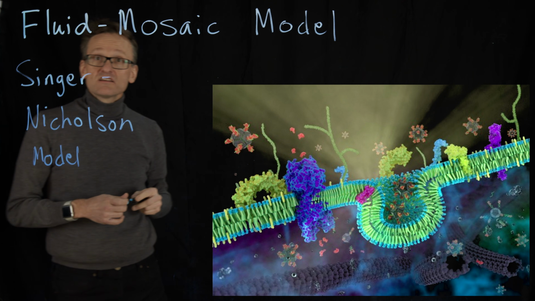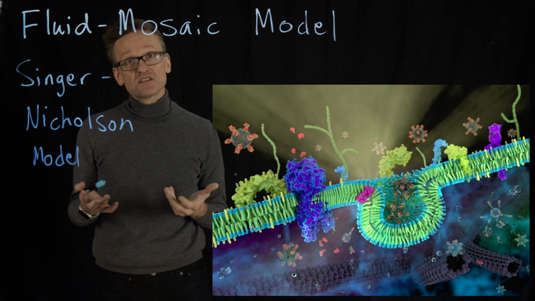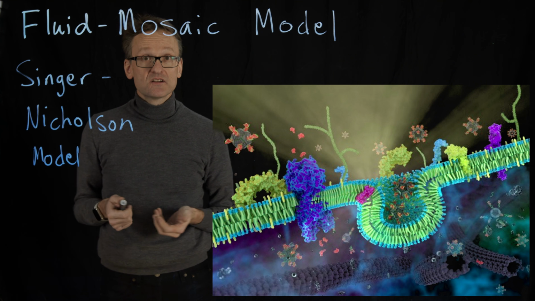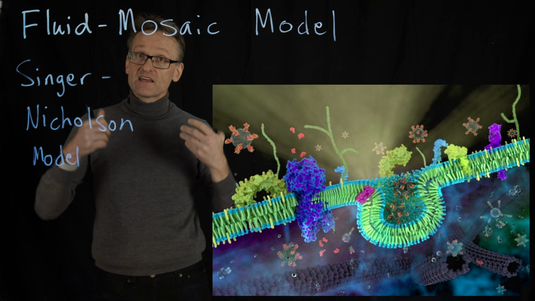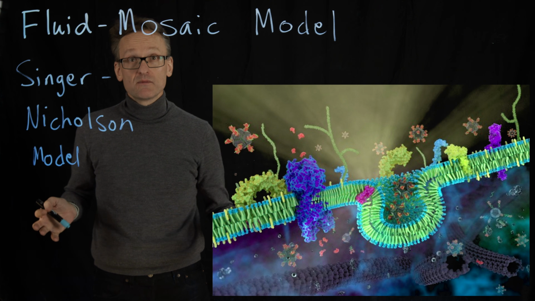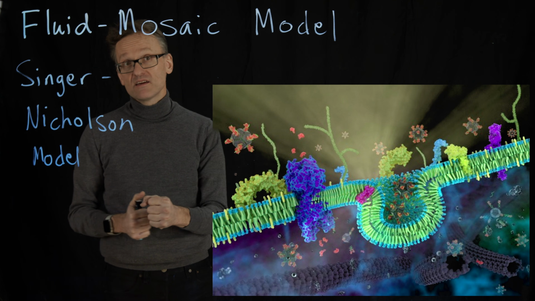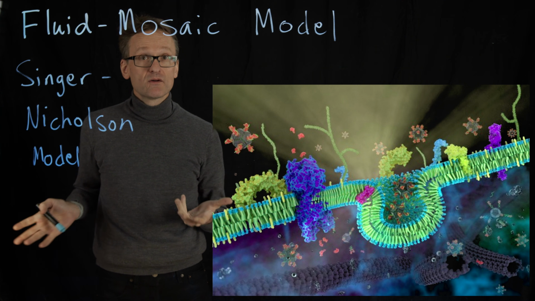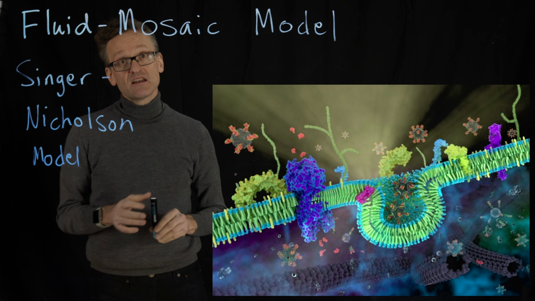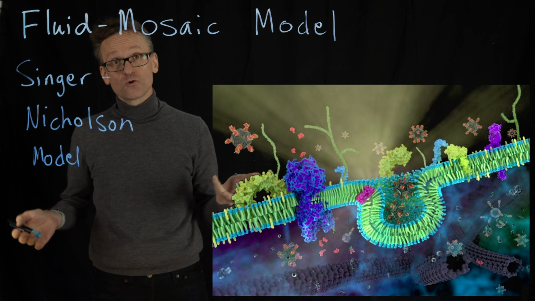So the idea Singer and Nicholson had is that the lipids behave kind of like a two-dimensional liquid. Not even kind of. You can actually show that the lipid bilayer is a two-dimensional liquid. Each lipid is free to diffuse around in the XY plane, just like water molecules would be free to diffuse around in 3 dimensions. It's just that the lipids can't escape the lipid bilayer because then they would have to go out in the water.